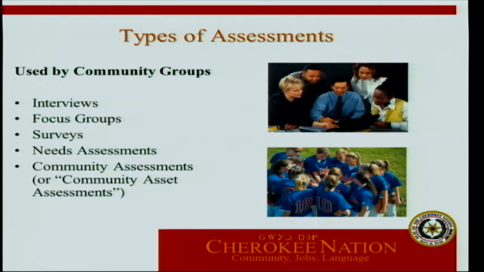Again, I'm not real crazy about especially community or needs assessments. I think we ought to be looking at our assets. What are our community assets? What have we got to work with? We're going to play with the toys we got, and not cry about the toys we don't have. So let's find out what we got to play with and build something with that.